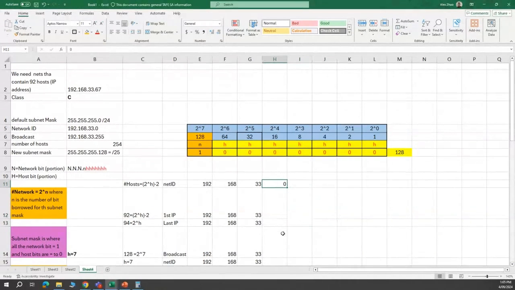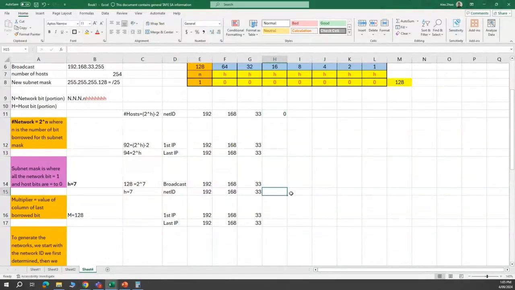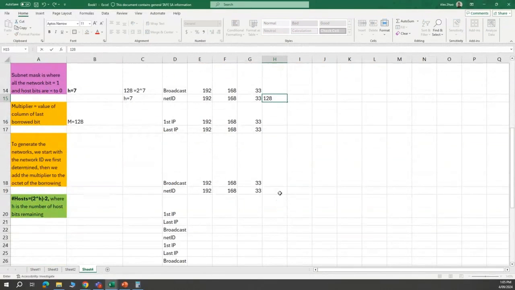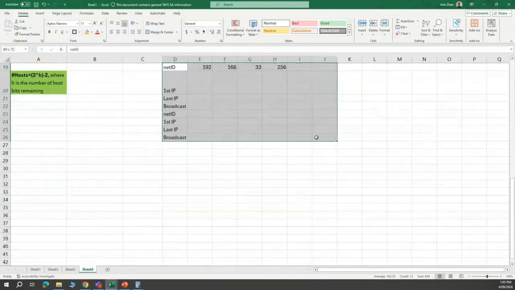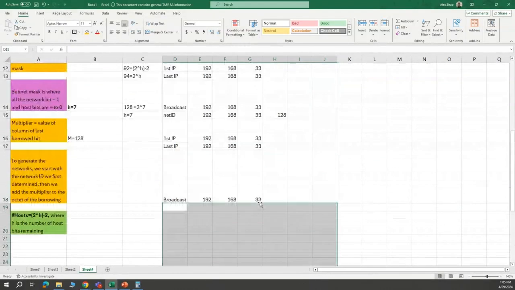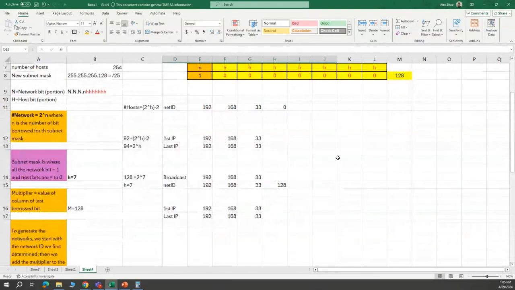So this is the first network. And we go to our next network ID. It's the previous network plus the multiplier. 0 plus 128 is 128. And we go to the next network now. 128 plus 128 is 256. And like I said, if you've got anything above 255, that means it's not going to fit. So that network doesn't fit. And really, we're going to end up with two networks of 120 something hosts on each one.